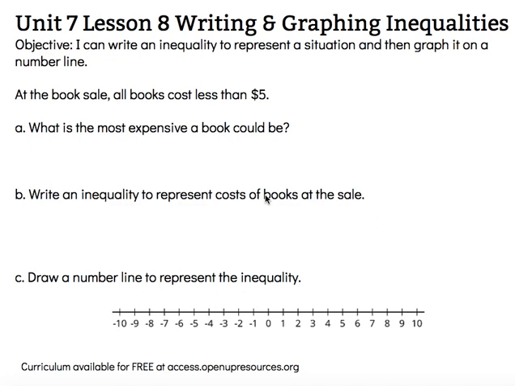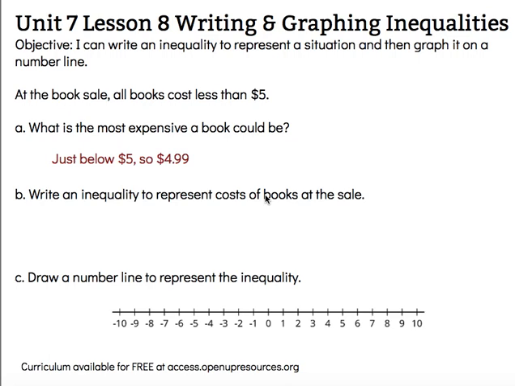The problem says, at the book sale, all books cost less than $5. What is the most expensive a book could be? Well, we know it can't cost $5, but it has to cost slightly less than $5. So we'll write less than $5 is $4.99.